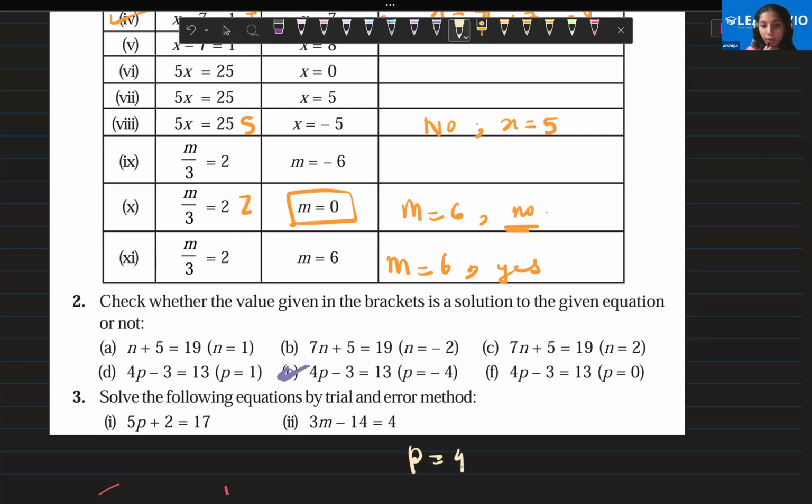Okay, Saad, what about you? Ma'am, it's the same. The value of P is 4. Okay, yes, correct.